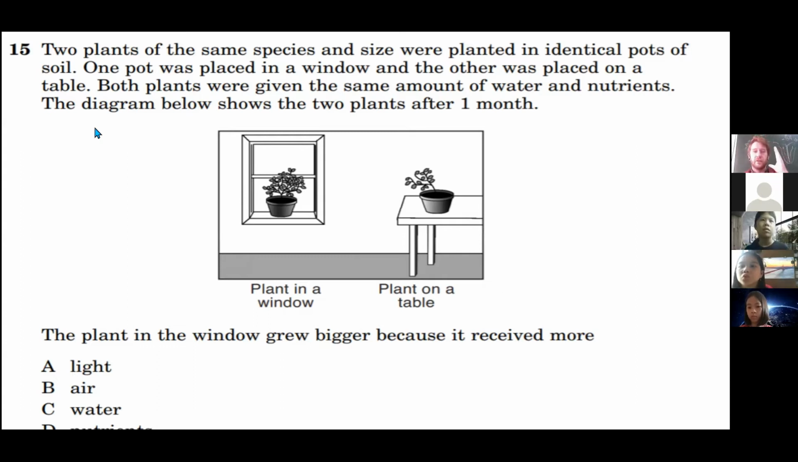If you're testing the difference between two plant behaviors, you're going to put them in the same pot. You're going to give them the same soil. You're going to give them the same amount of water, the same amount of nutrients. You're going to use the same plant. What would happen if you used two different plants?